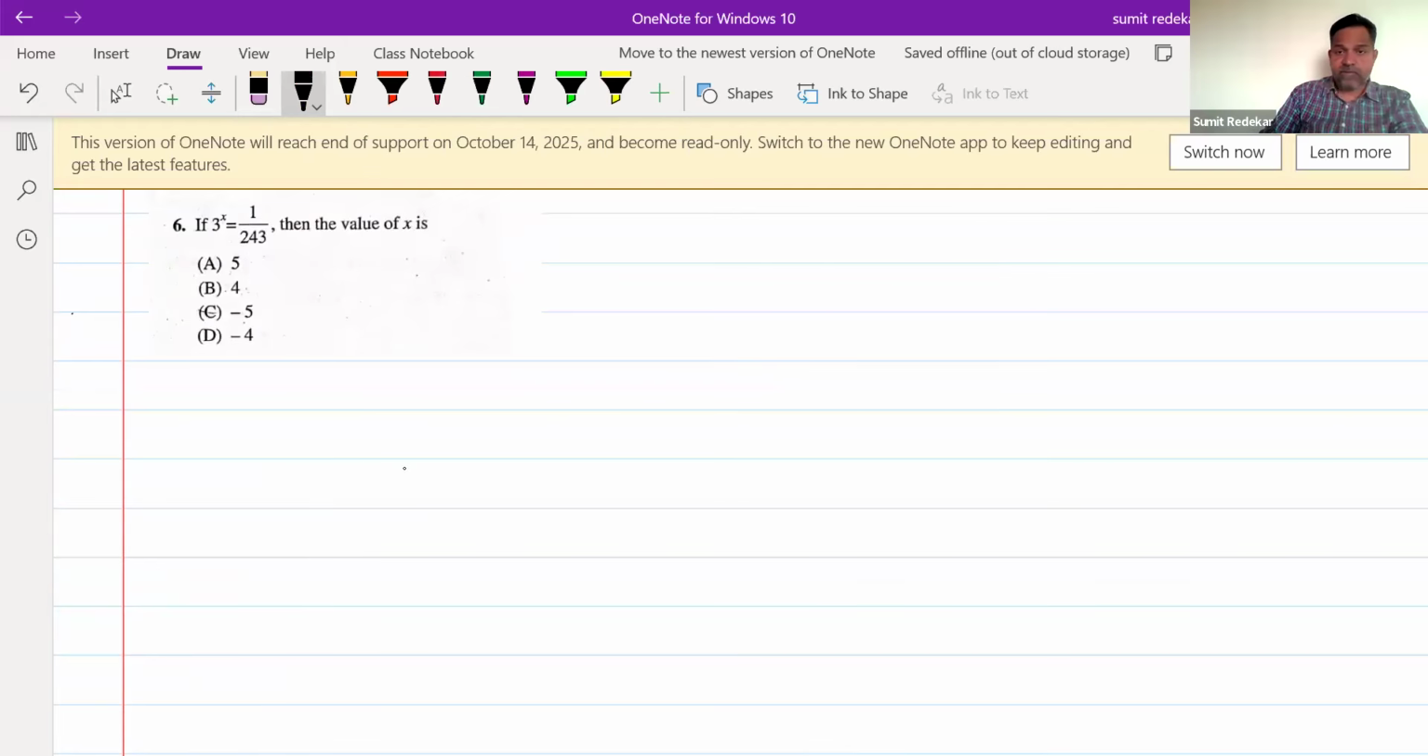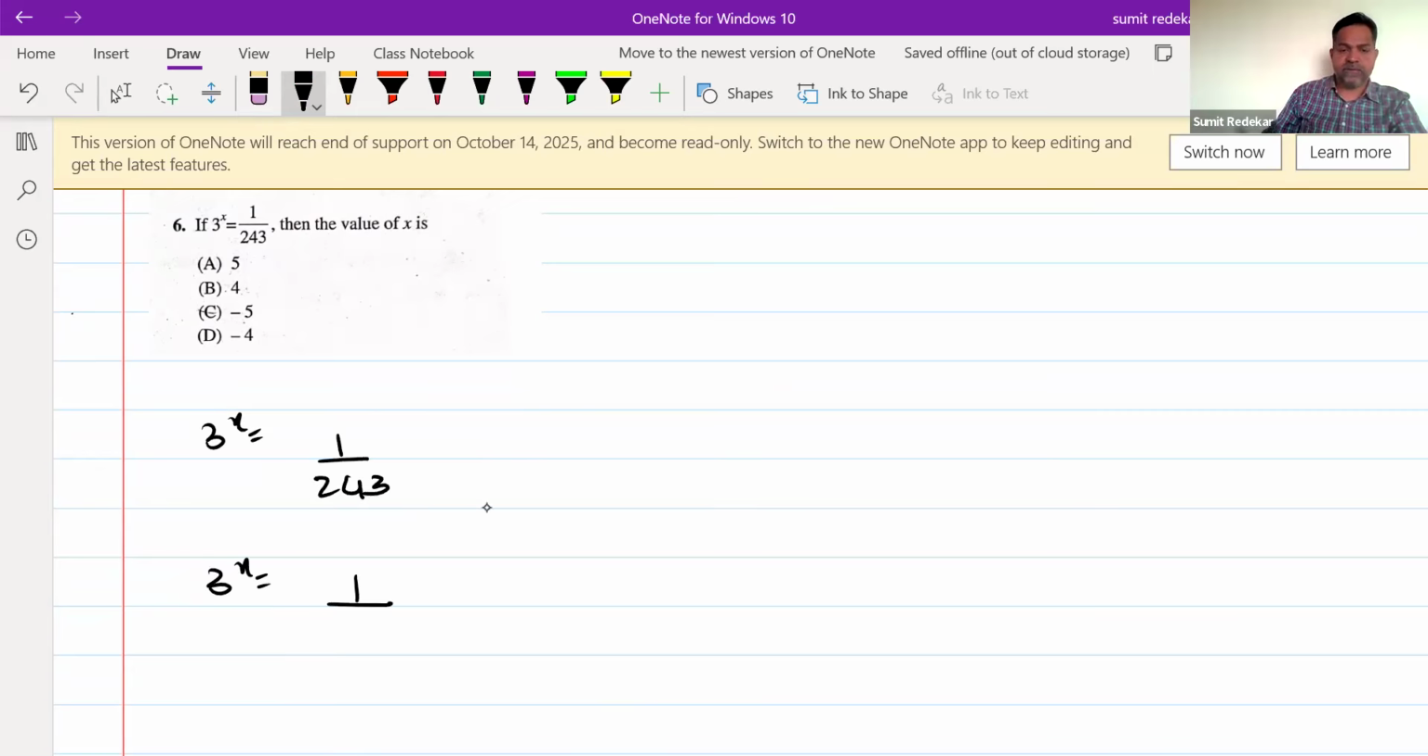Moving on to 6. This is a question straight up from the material and straight up from the previous paper. एक बार पहले पूछ भी चुके हैं ये same question. We had 3 raised to x is 1 upon 243. Can I say 3 raised to x is 1 upon 243?